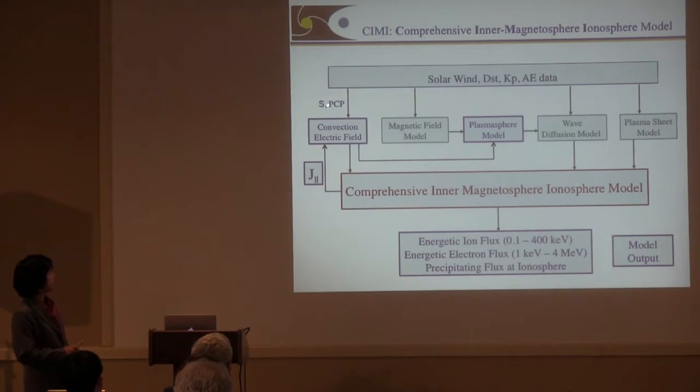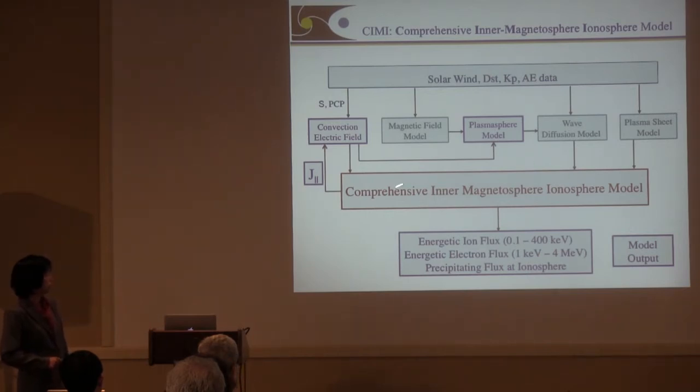With the polar cap potential drop, we solve the convection electric field, and then we have the input drive, the magnetic field model, and also a plasmasphere model. With the plasmasphere model, we can model the wave diffusion, and also we have a plasma sheet model to give us the boundary condition of the ring current and radiation belt particles.